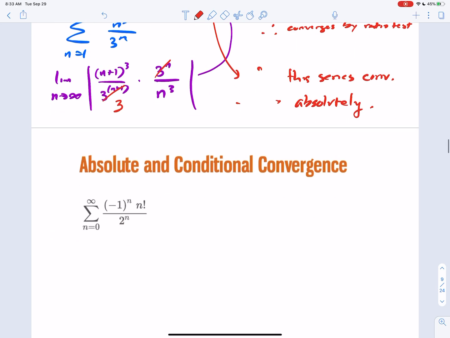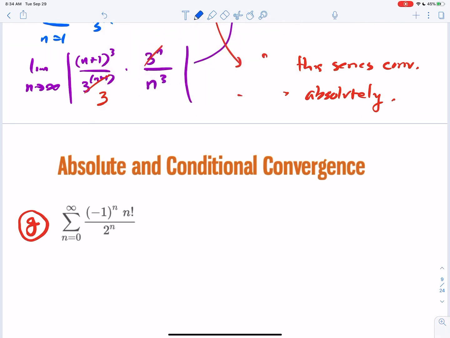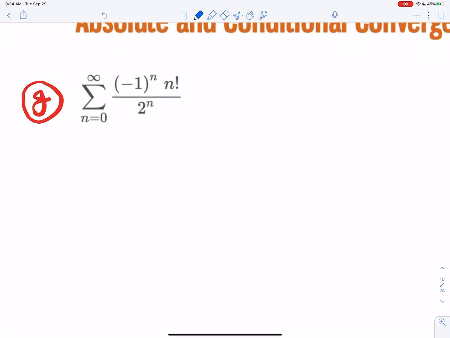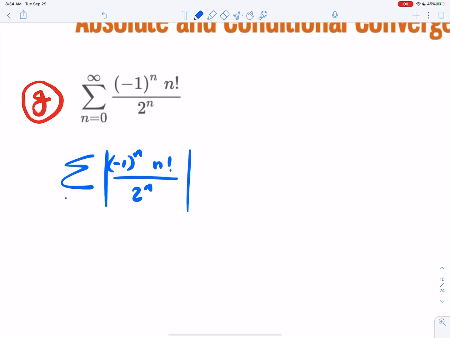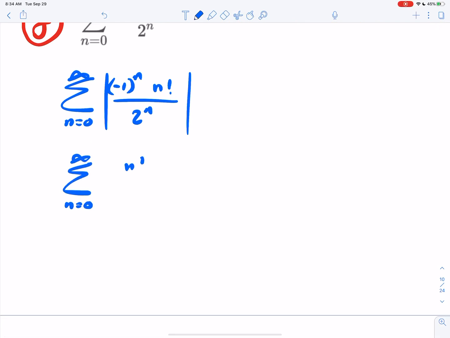Try this one out. The more exposure you guys get, the better off you're going to be, okay? Okay, press play whenever you're ready. All right, so here we're going to check to see if it's absolutely convergent first. So we have -1 to the n power, n factorial all over 2 to the n as n starts at 0, ends at infinity. That will get rid of your -1 to the n power, and you're left with n factorial over 2 to the n power.